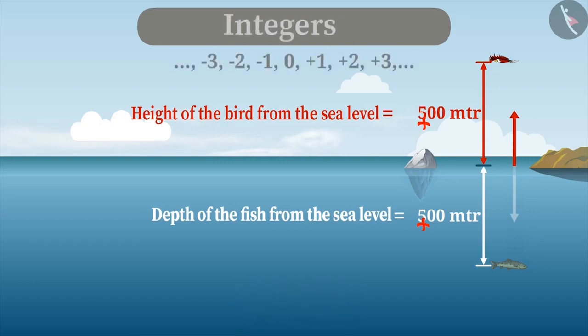In this case, the height above sea level is represented with a positive sign as plus 500 meters, and the depth below the sea level must have a negative sign such as minus 500 meters. It is now quite clear that plus 500 meters means 500 meters above the sea level and minus 500 means 500 meters below the sea level. Now let's consider some more examples of integers to understand it much better.